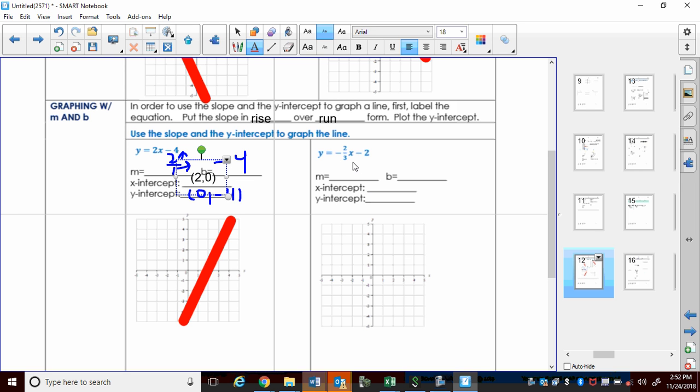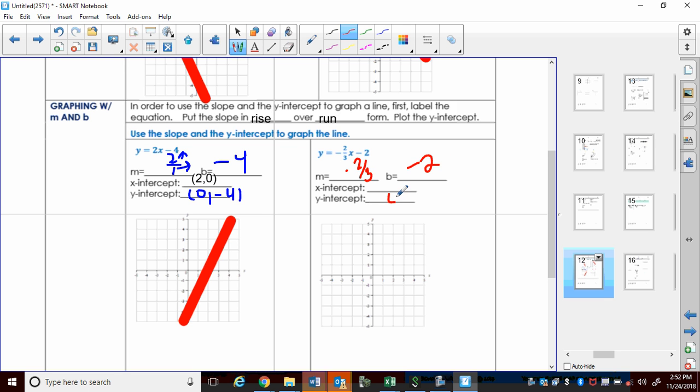For the next one, it's already in rise over run form, so I'm just going to write that out. Negative 2 over 3. So I go down 2, right 3. And my y-intercept is negative 2. So I'm going to have 0 comma negative 2. And then go down 2, right 3. So starting down here at 0, negative 2, I go down 2, right 3. And here's my next point.